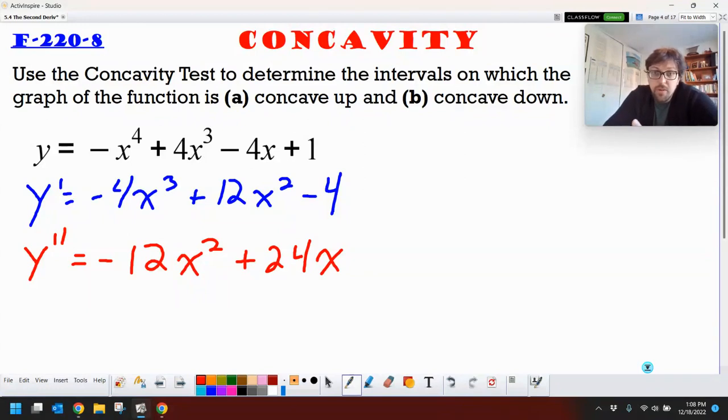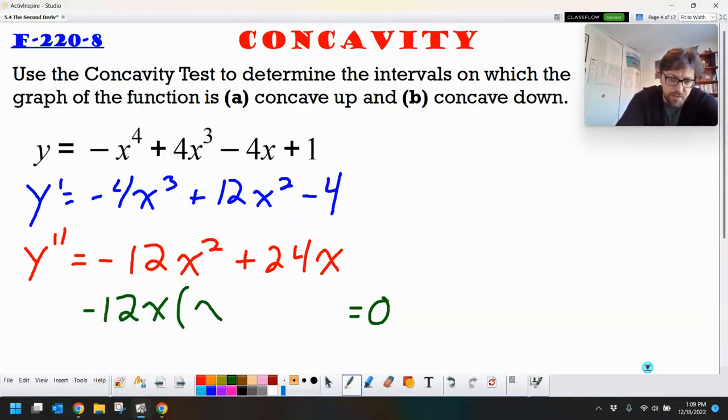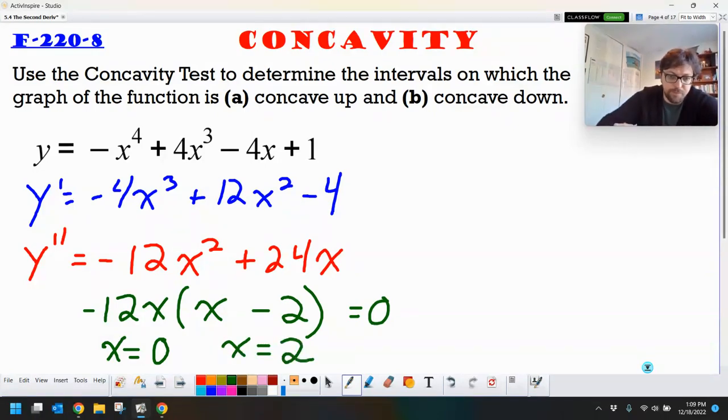Now, to determine where we're going to be concave up and concave down, we need to see when this thing shifts signs, when it shifts from positive to negative. So it's probably going to do that right around where it equals 0. So I want to know, when does this second derivative equal 0? I'm going to factor out a negative 12x from both of these. So then I get x minus 2 equals 0. So the two places that the second derivative equals 0 are when x equals 0 and when x equals 2.